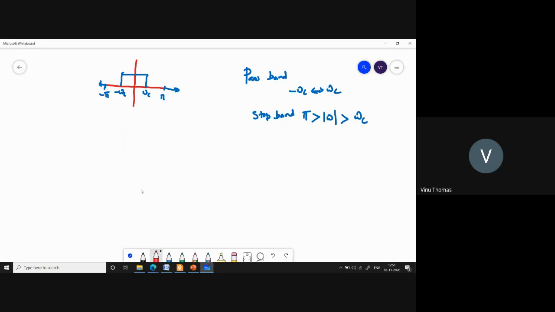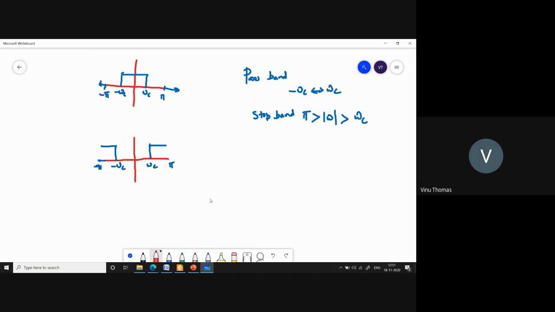Now let us look at a high pass filter. Let us look at what a high pass filter will look like. The high pass filter now will be just the reverse. This is your high pass filter. So this is minus omega c, plus omega c. This is plus pi, this is minus pi.